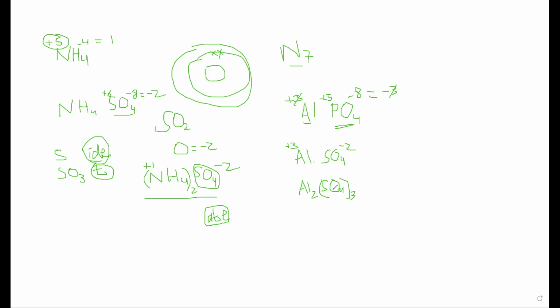Just make the bracket first, okay? Outside the bracket we will put 3. So Al2(SO4)3 is the formula for aluminium sulfate.